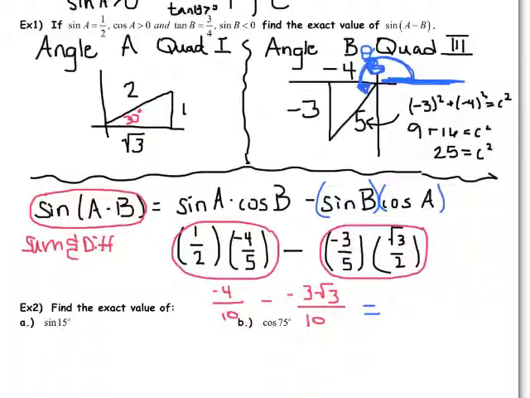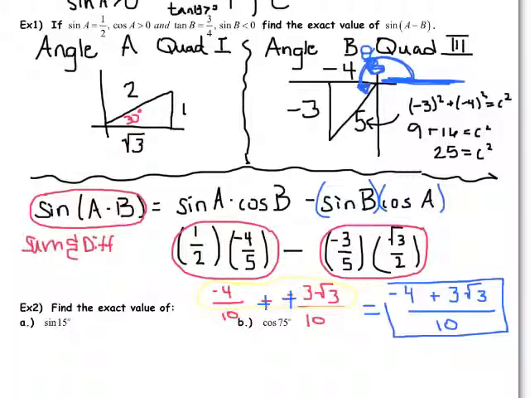But anyway, since I've already got a common denominator, I can go ahead and add across the top. It's actually subtracting, but subtraction is the addition of a negative number. So when I do this, I get minus negative, which is going to change to plus. So we have -4 plus 3√3 all over 10. And that's it for example 1.